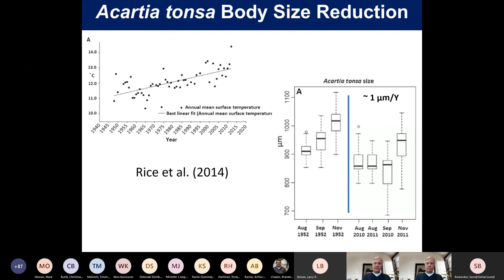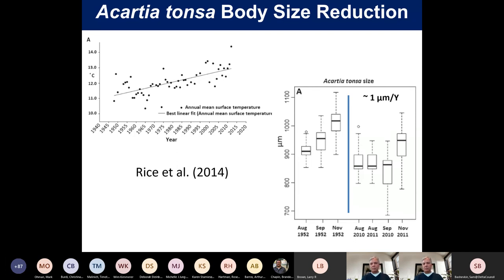This is for a study that we did in Long Island Sound a few years ago. This top figure shows the mean annual temperature in the Sound from the late 40s until about 2010. And in that period of time, the temperature has increased by nearly 2 degrees. So the question is, what effect does that warming have on zooplankton size? And if you remember Bergmann's rule, it tells you that with increasing temperature, animal body size should go down.